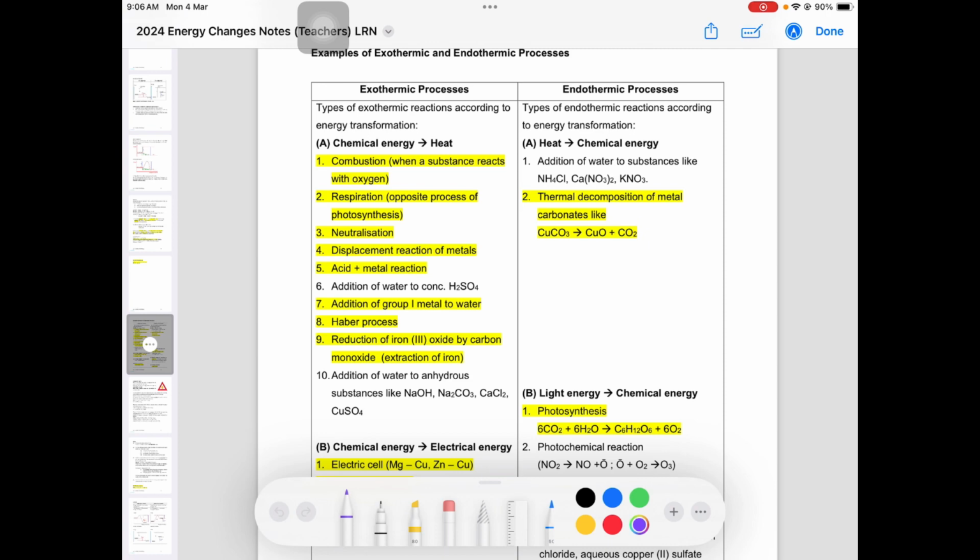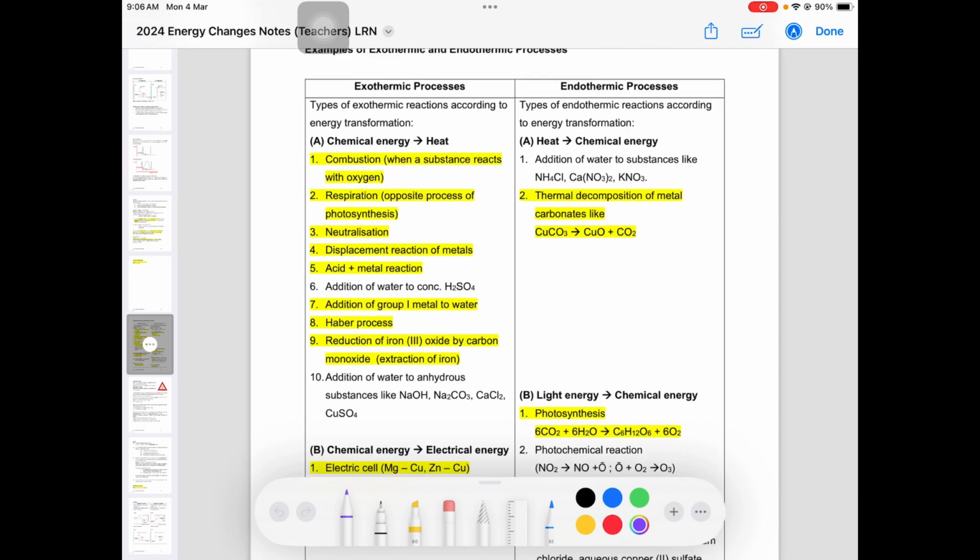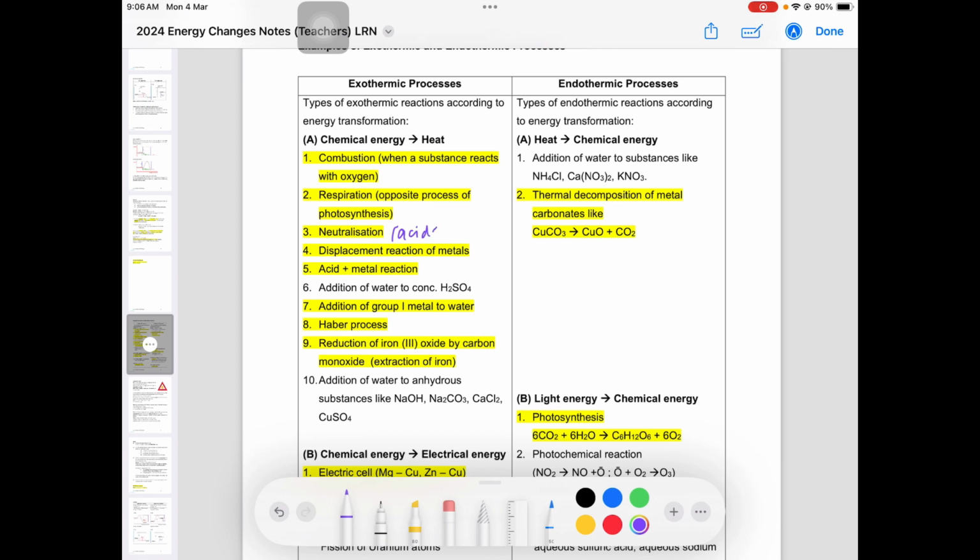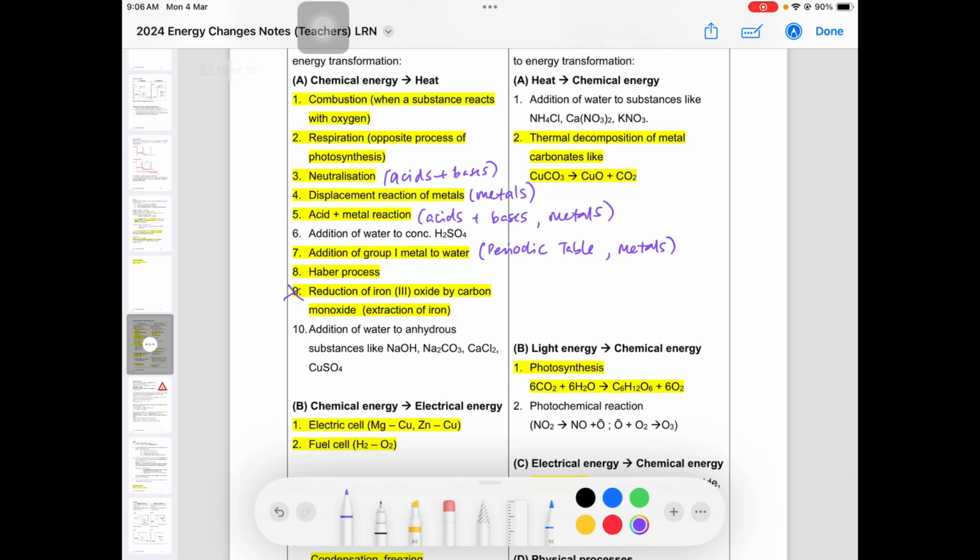Neutralization, which is something that you learned under acids and bases. Displacement reaction of metals, you learned this last year under metals. Acid metal reaction, we learned this in acids and bases as well as metals. Addition of group 1 metals to water, this would be your topic of periodic table, as well as metals. Haber process, we're going to learn that soon after we are finished with rate of reactions. You can ignore number 9.